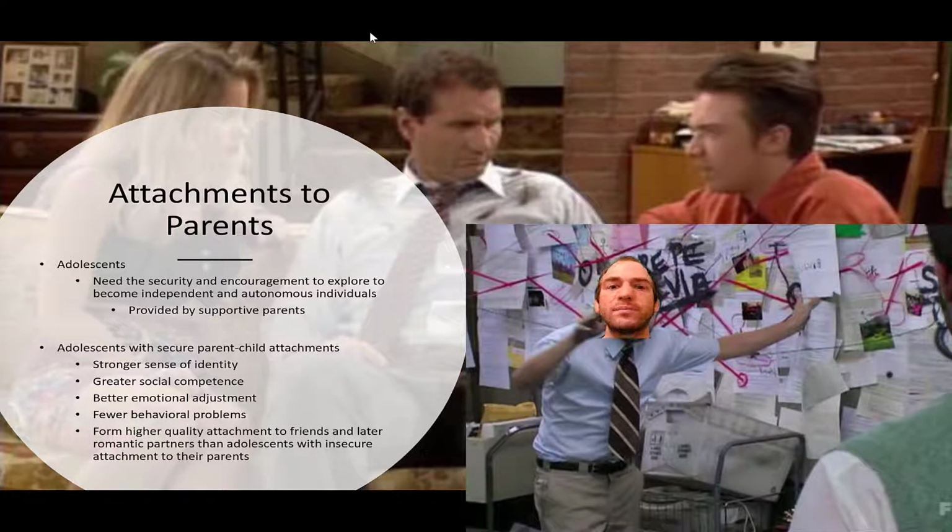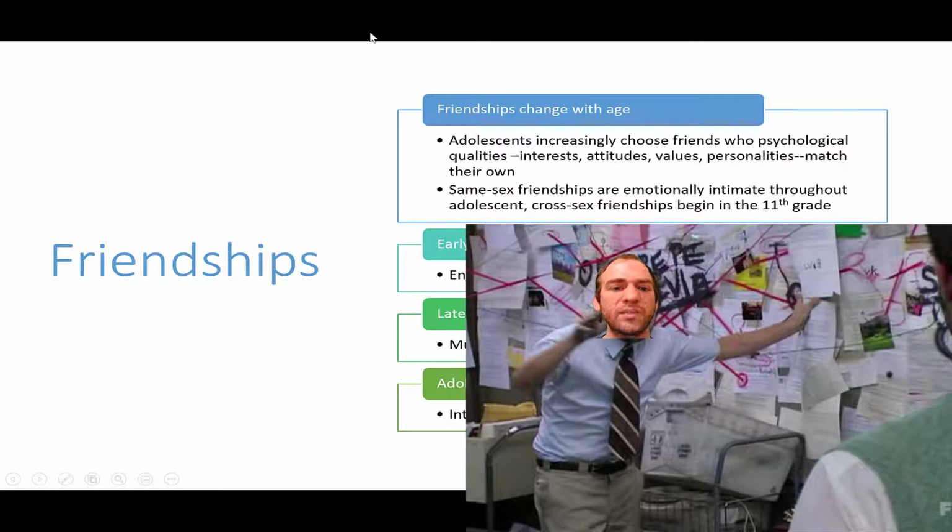Friendships change with age. Adolescents increasingly choose friends whose psychological qualities, such as their interests, attitudes, values, and personalities, match their own. Same-sex friendships are emotionally intimate throughout adolescence, and cross-sex friendships begin in the 11th grade. Early childhood friendships are based around enjoyment of common activities. Late childhood friendships are primarily based around mutual loyalty and caring. In adolescence, friendship is primarily focused on intimacy and self-disclosure.